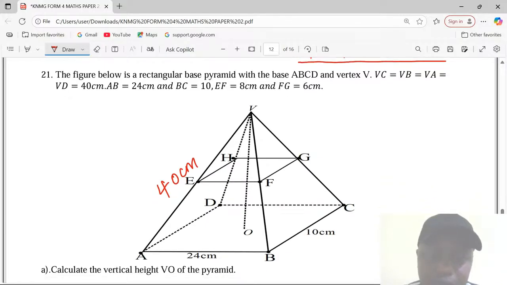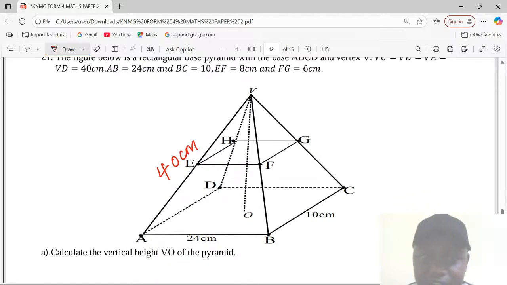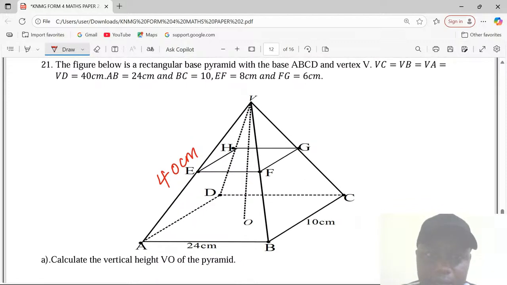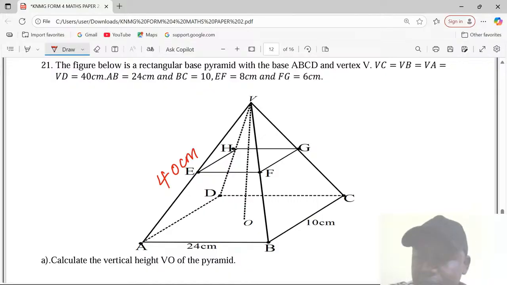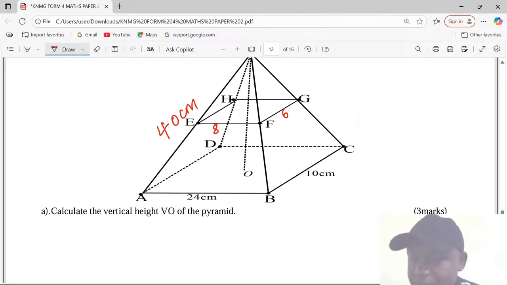Okay, AB is 24 and BC is 10, just as you can see on the diagram. Then we are told that EF equals 8 and FG equals 6. That is how it is labeled. Calculate the vertical height, VO.